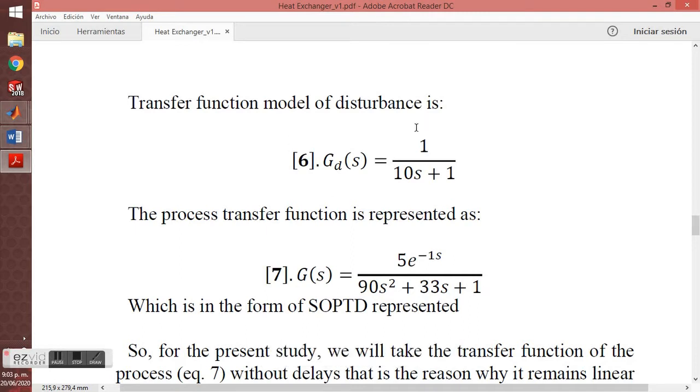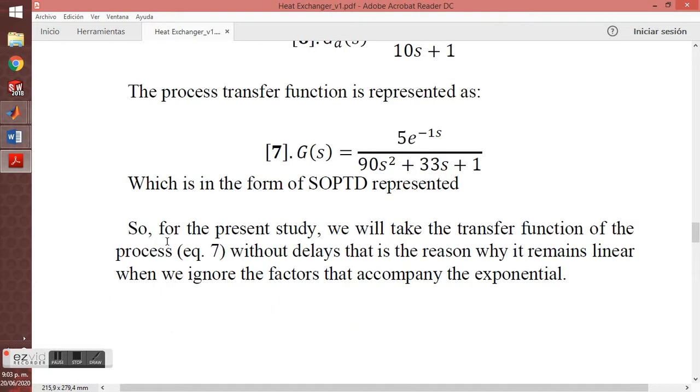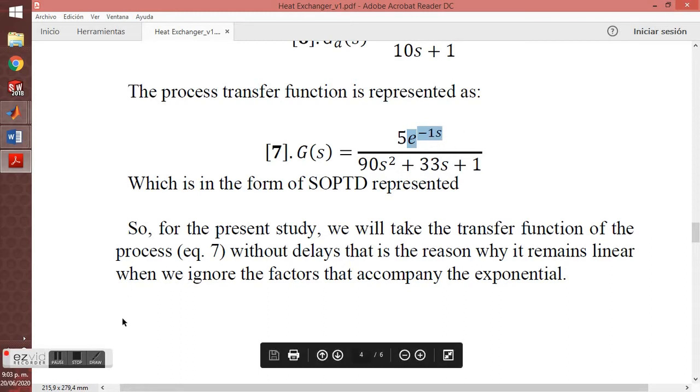And the process transfer function is represented as equation number 7, which is in the form of a second order plus time delay representation. So, for the present study, we will take the transfer function of the process in equation number 7, without the delays. That is the reason why it remains linear when we ignore the factors that accompany the exponential. Okay?